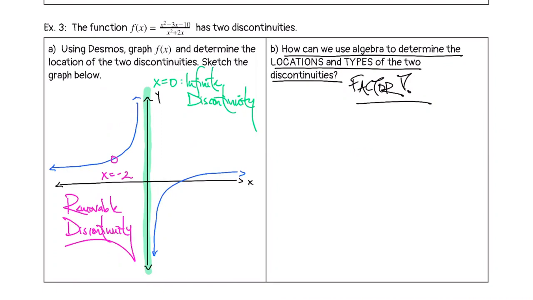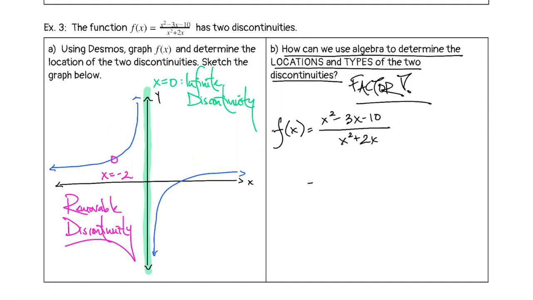And so the question I left you with at the end of class was, how can we use algebra to determine the location and types of the two discontinuities? Someone had said factor, and that's exactly what we're going to do right now. I'm going to take the function, and we have x squared minus 3x minus 10 in the numerator, and in the denominator, we have x squared plus 2x.